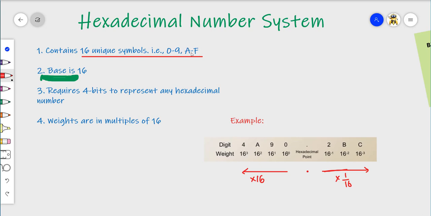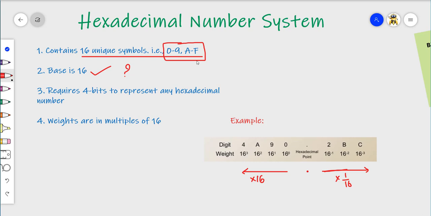So now, what is the base or the radix of the hexadecimal number system? Exactly, 16 is the base of the hexadecimal number system. And why is it 16? Exactly, because it deals with 16 symbols. The hexadecimal number system can contain only the 16 symbols and nothing more than that.